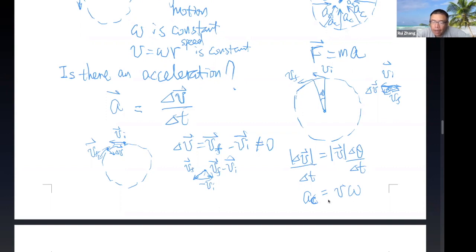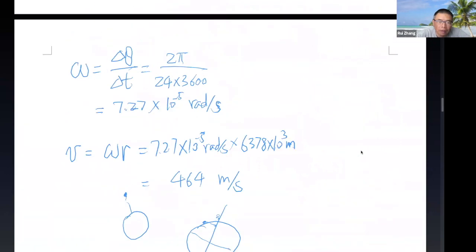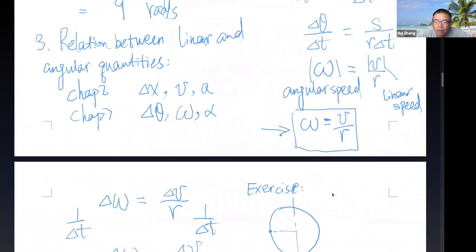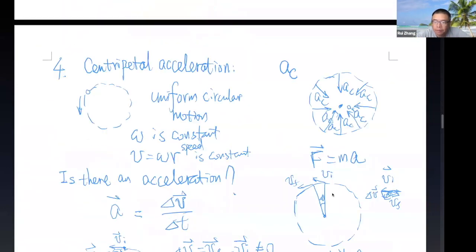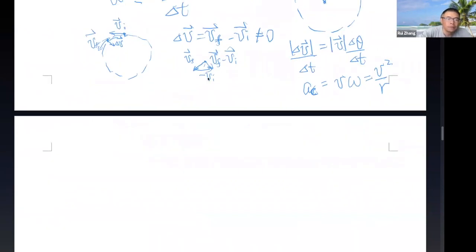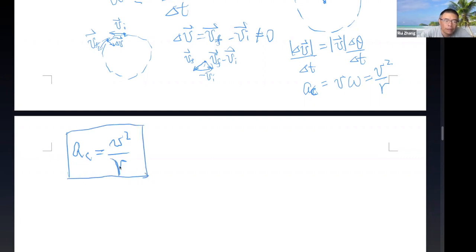Okay, and because omega equals V over R, right? Because of the relation we just talked about last week. See this one here. If you plug in here, you have V squared over R, okay? And that's going to be the formula for our centripetal acceleration. So let me write it here: AC equals V squared over R, okay? And that is the critical formula we need.